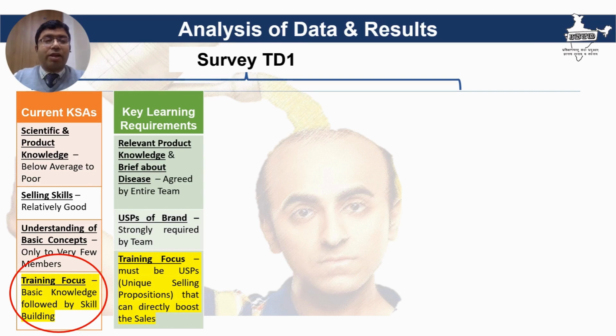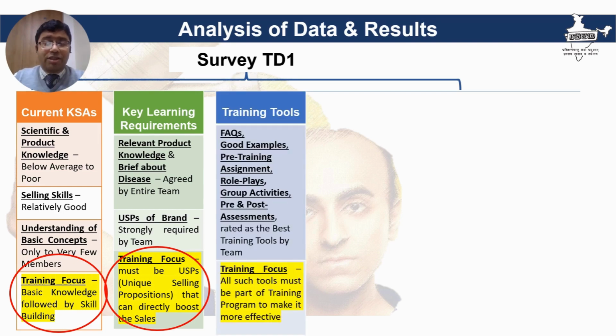Then coming to the next parameter, what should be the key learning requirements in the training? Most of the people had an opinion that USP must be the focus, along with relevant product knowledge and only a brief about the disease. So accordingly, the training focus must be revolving around USPs that can directly boost the sales.